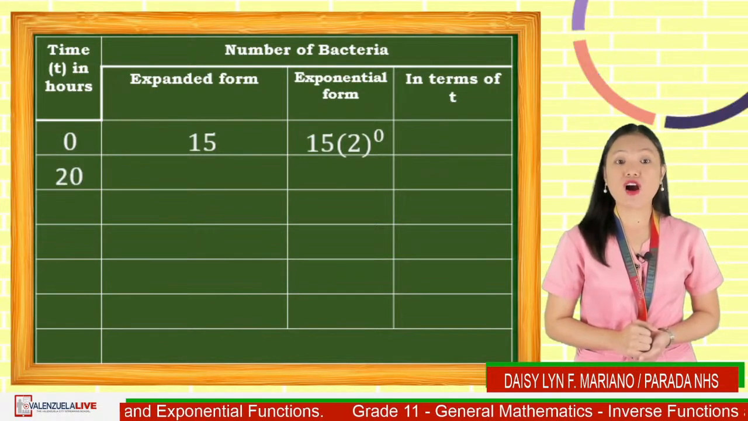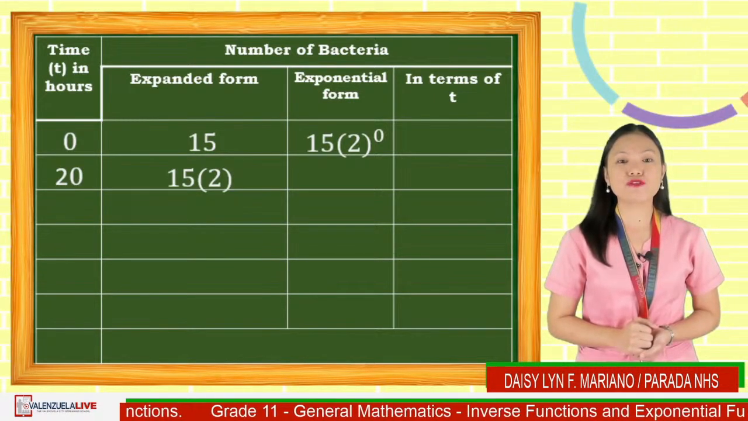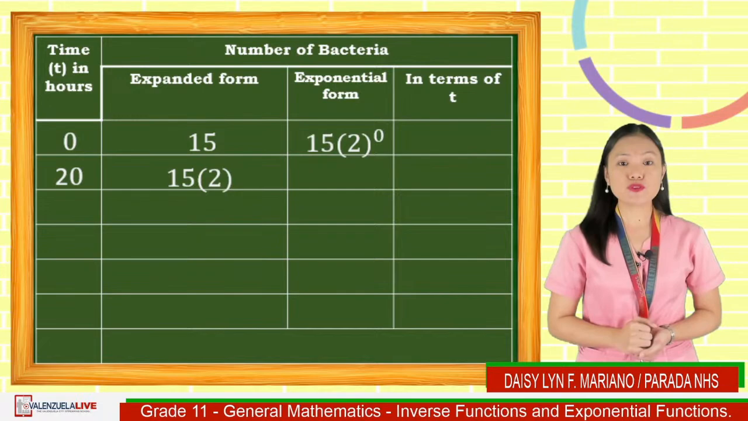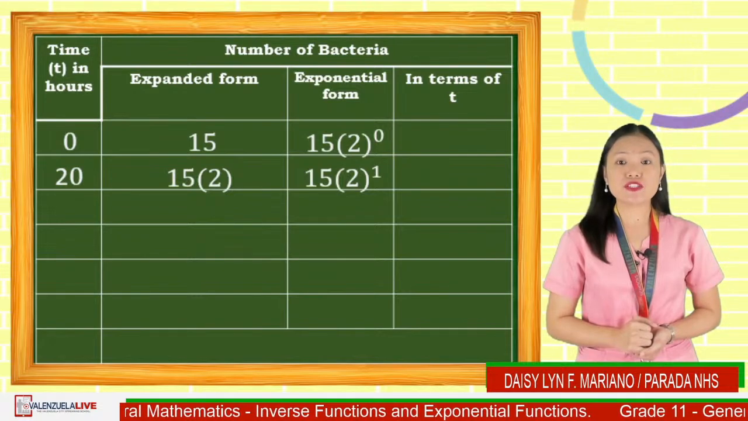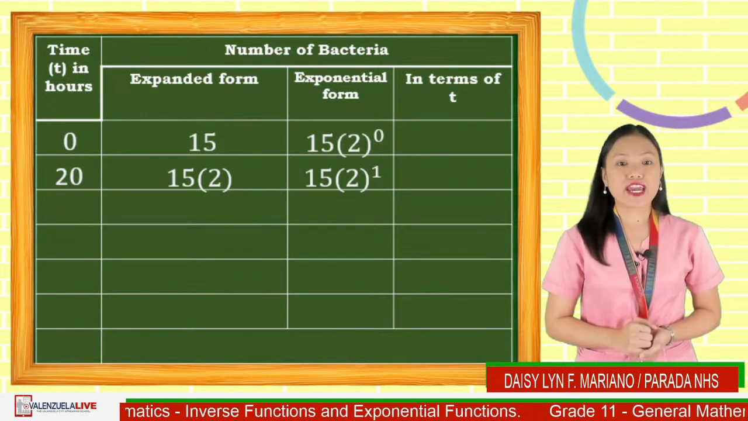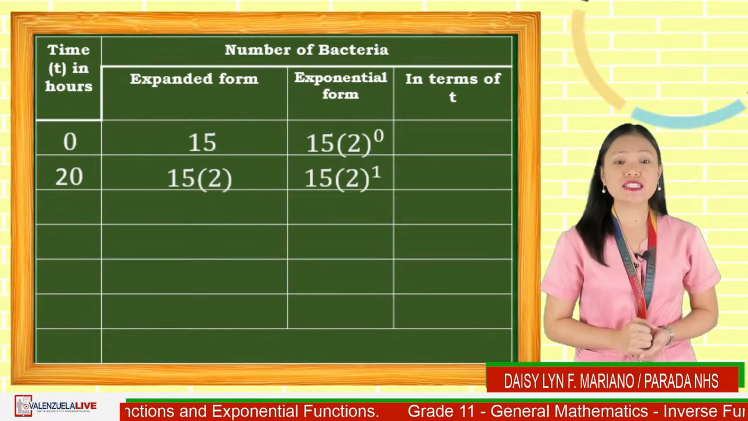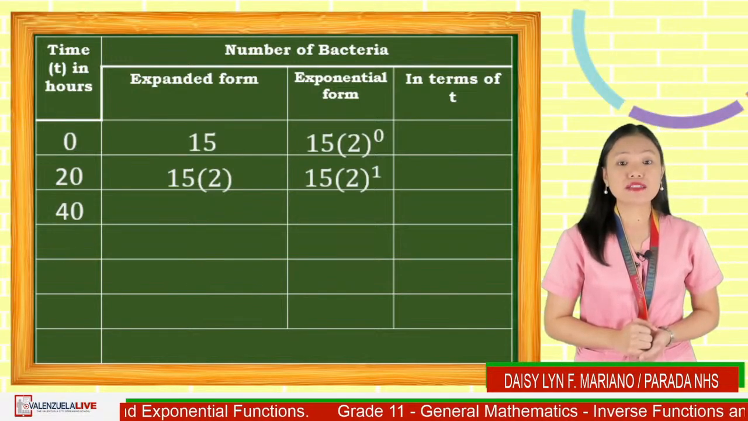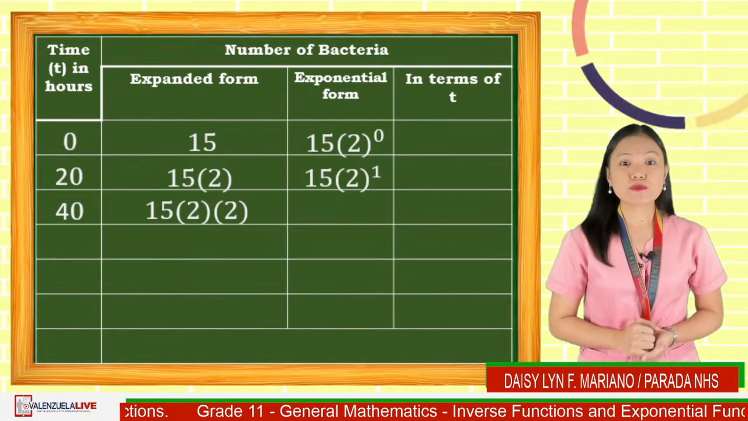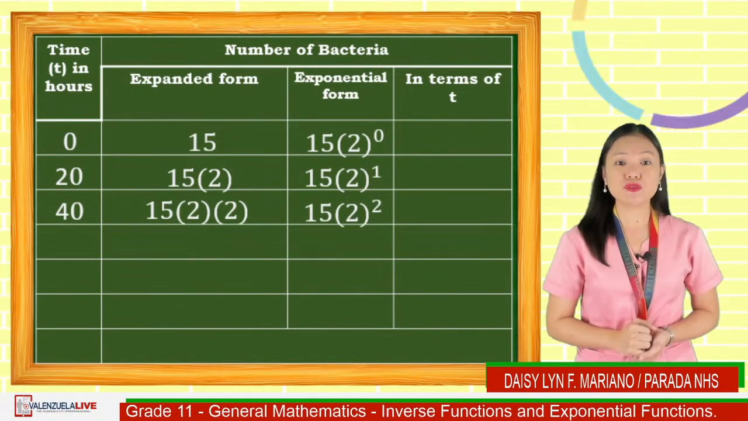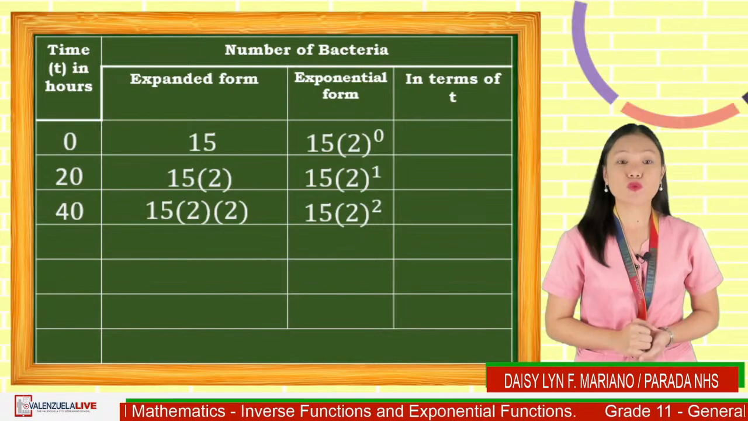Next, after 20 hours, it doubles, which is equivalent to 15 times 2 in expanded form. And 15 times 2 raised to 1 in exponential form. Raised to 1 since 2 appears once. Then, another 20 hours means adding 20 to the previous number of hours, which is equal to 40. The bacteria doubled, that is 15 times 2 times 2, in exponential form, that is 15 times 2 raised to 2. Raised to 2 since the base 2 appears twice.